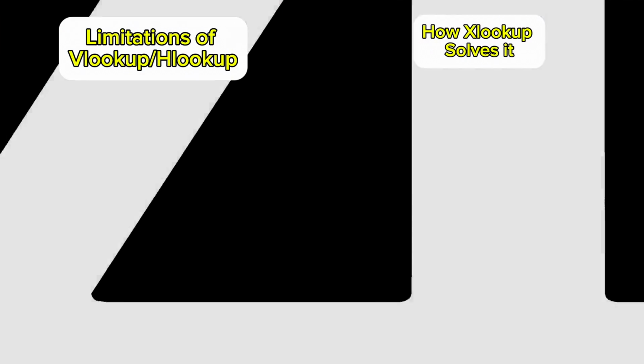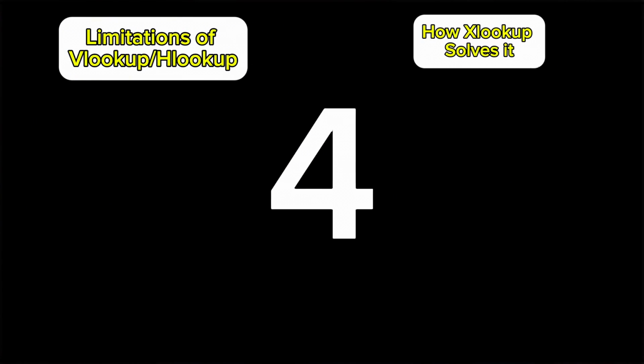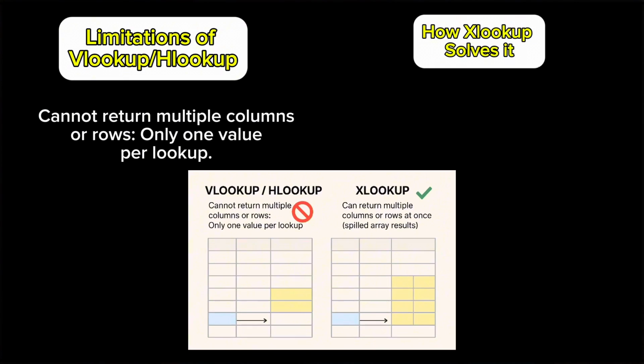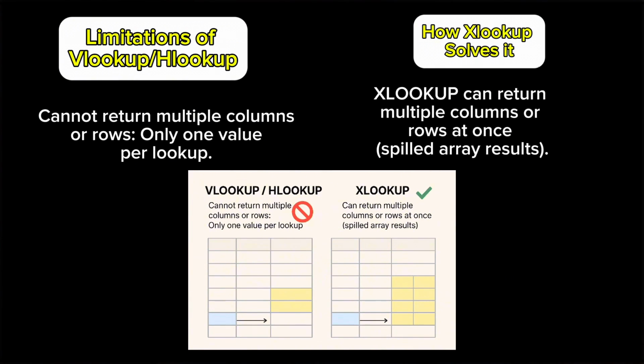Then comes the fourth point. With VLOOKUP and HLOOKUP, you cannot return multiple columns or multiple rows. It allows only one value per lookup. But that is not the case with XLOOKUP, because with XLOOKUP, you can return multiple columns or rows at once.